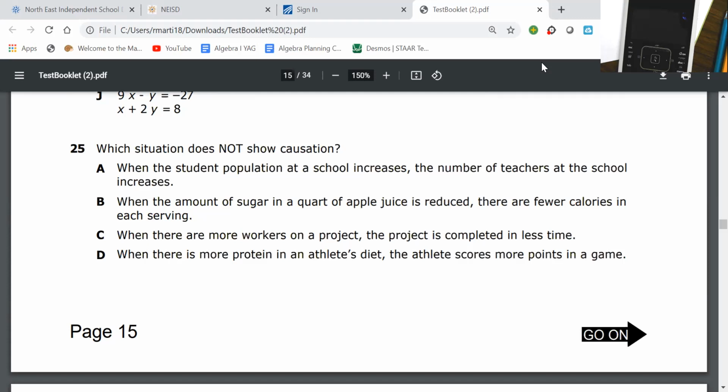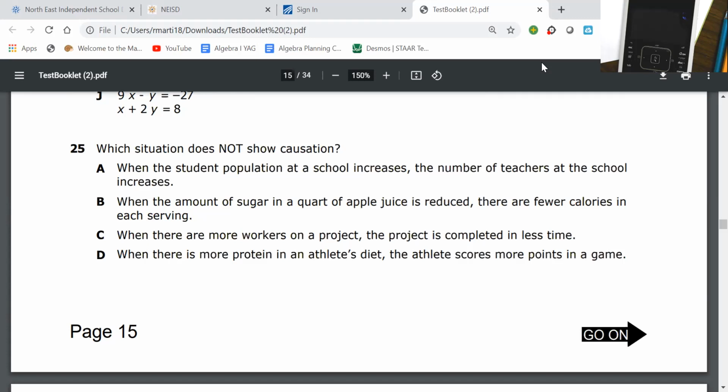If you remember that and you get a question like that on tests, just think about what I said, and you'll probably be okay. This situation, I really do not like this question because, first of all, it's a negative. Which situation does not show causation? See, when the student population of the school increases, the number of teachers at the school increases.